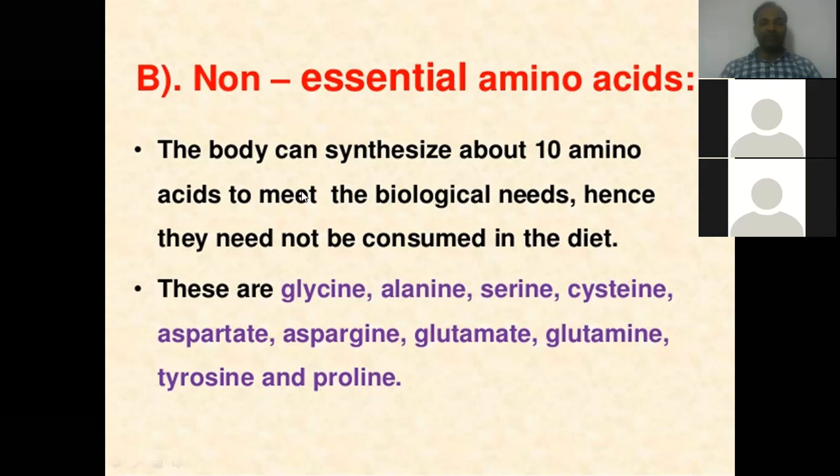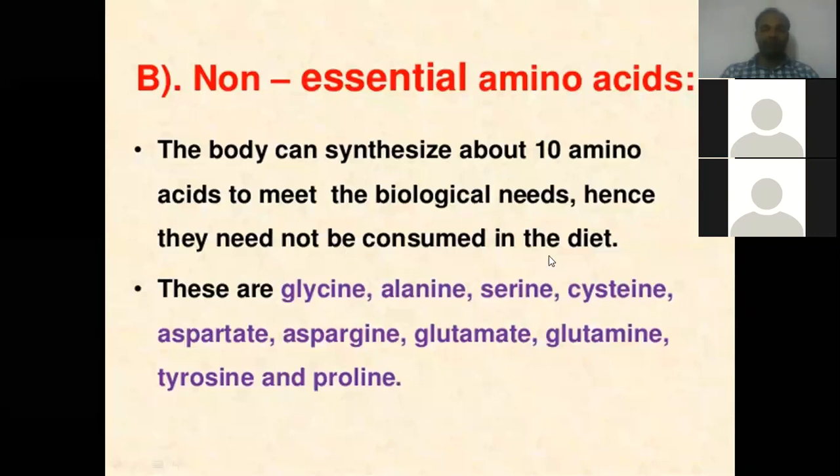hence they need not be consumed in the diet. इनकी कोई जरूरत नहीं होती कि हम उसे diet से लेने ही चाहिए. These are, यहाँ पे example दिए हैं non-essential amino acids के: glycine, alanine, serine, cysteine, aspartate, asparagine, glutamate, glutamine, tyrosine and proline. So these are the 10 examples of the non-essential amino acids.